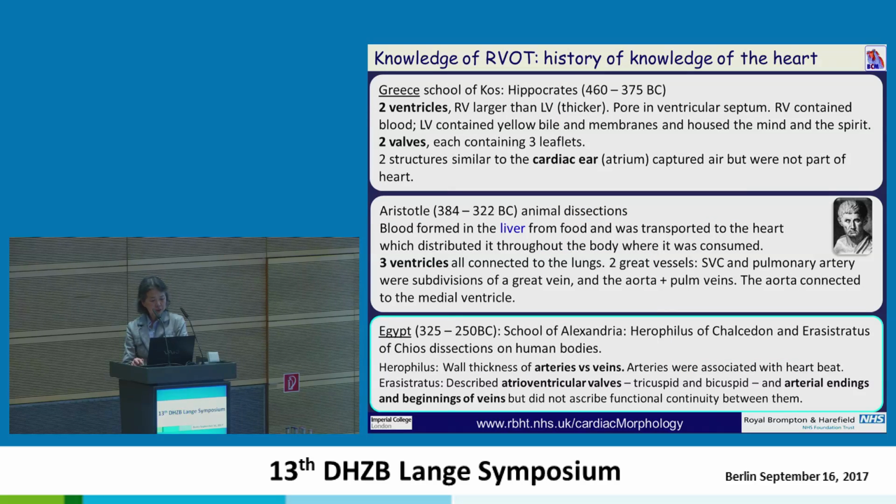But still back in Egypt, the Alexandria school, particularly important in those days, then commented on the differences between arteries and veins. I think this is a significant step forward. They also described the atrioventricular valves and commented on arterial endings and veins, although they did not ascribe a functional continuity between them.